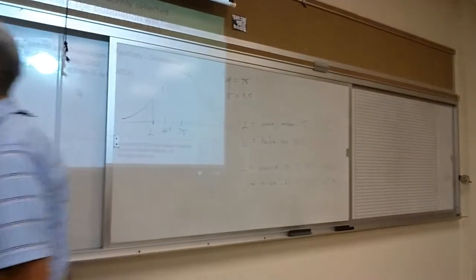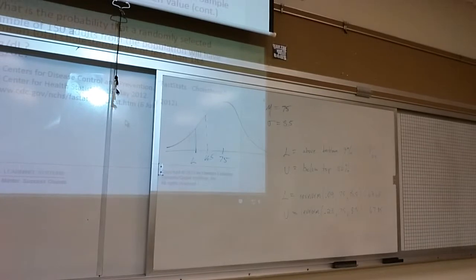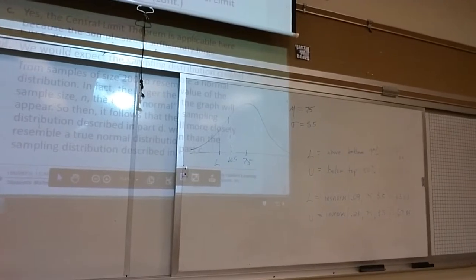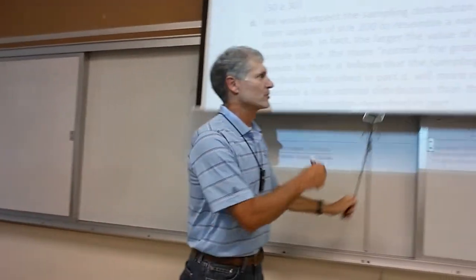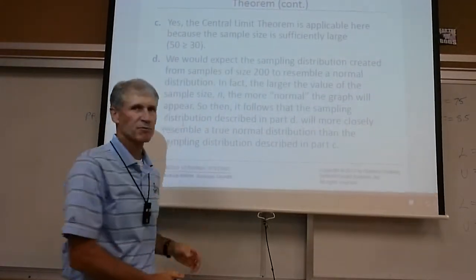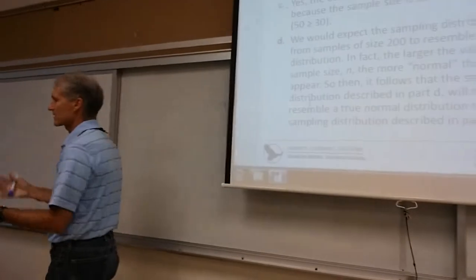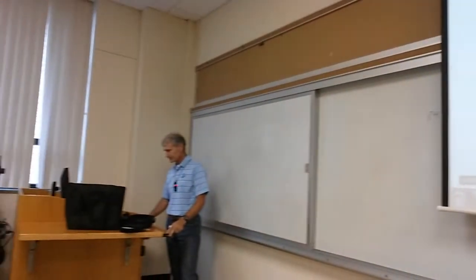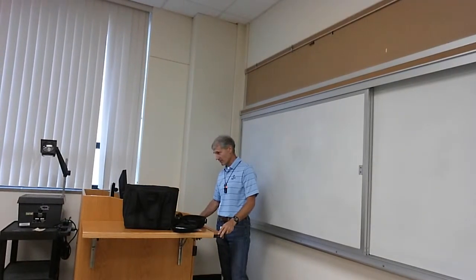All right, so we will jump into section 7.1. Today we'll do both 7.1 and 7.2. And 7.1 is titled An Introduction to the Central Limit Theorem. And then 7.2 is using that central limit theorem to work some probability problems, one of which is on the screen right now.